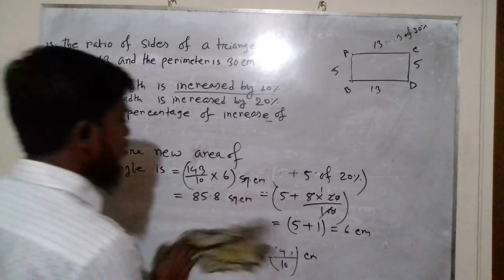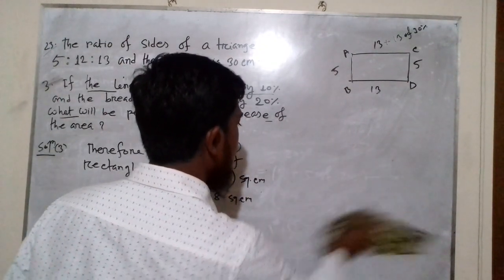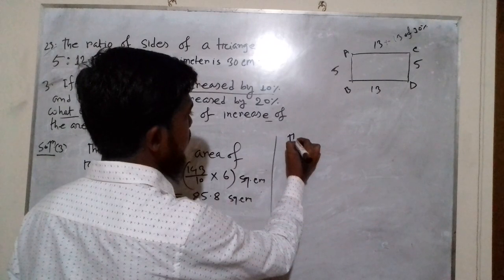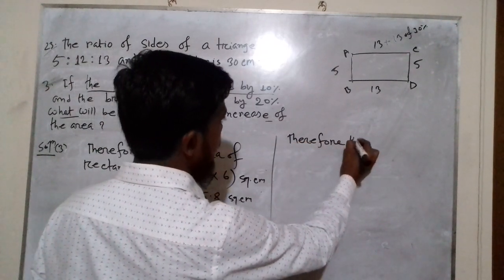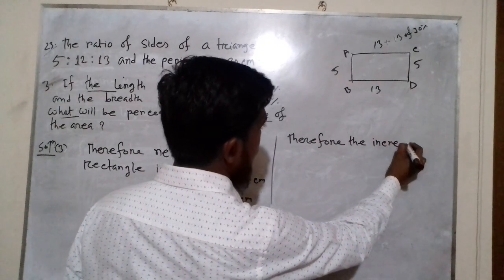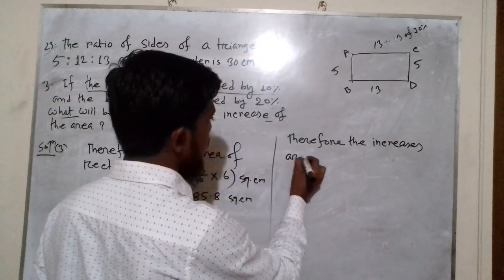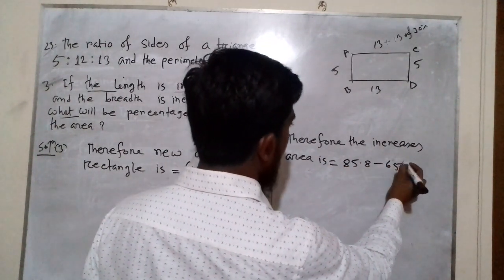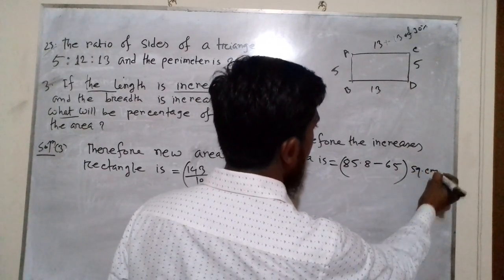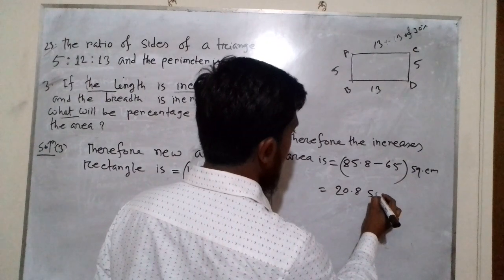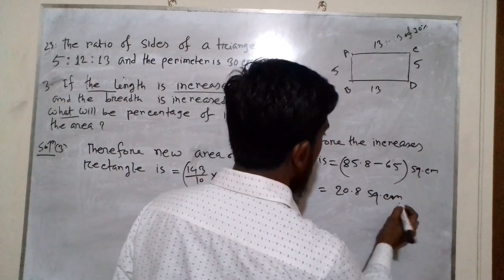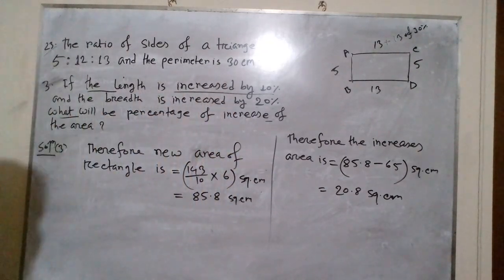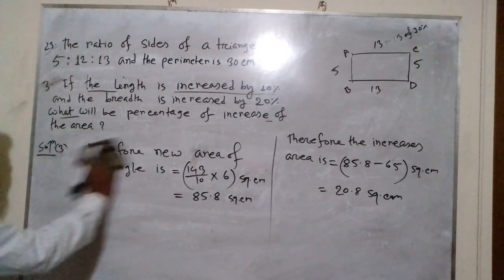So the increased area is 85.8 minus 65 square centimeter. This equals 20.8 square centimeter.